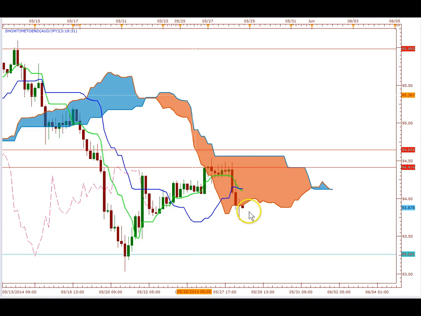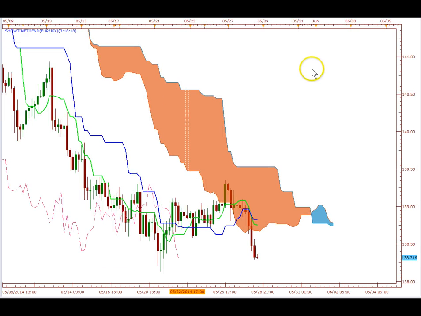So that's looking at, again, looking at breakouts. You want to get familiar with trading these breakouts, because that's probably one of the better signals with the Ichimoku system. Okay, so basically that's all we're going to look at.